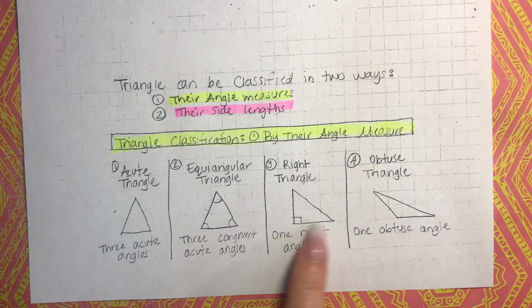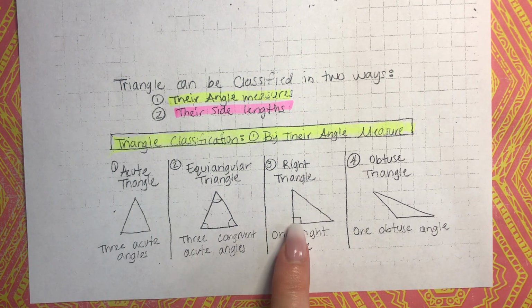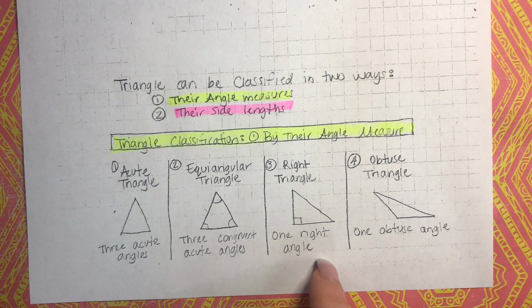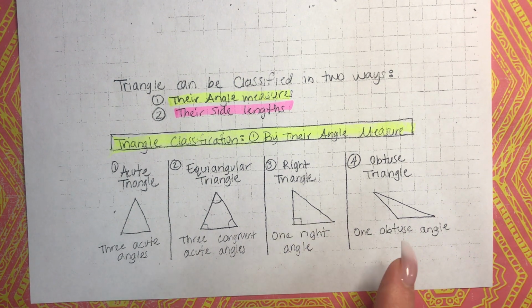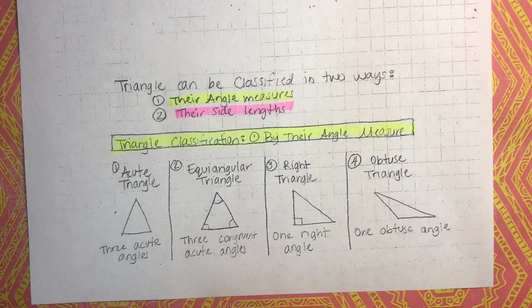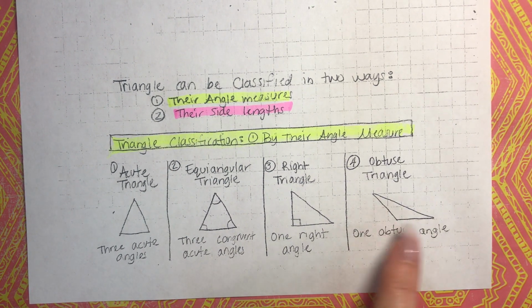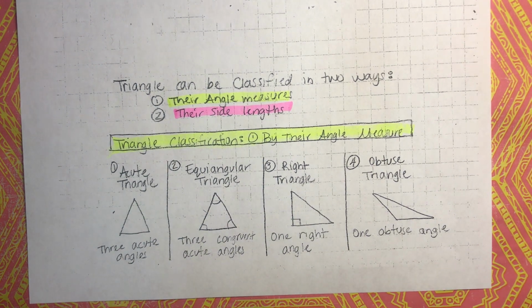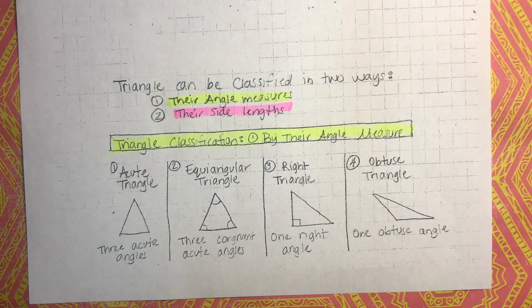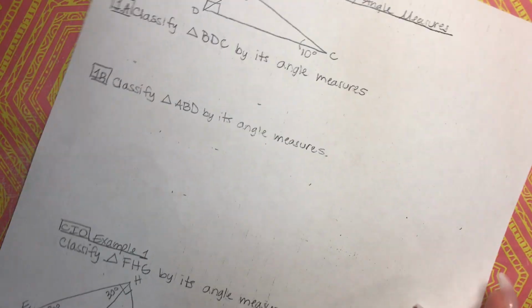If you have a triangle that has 1 right angle, and that little mark right there means 90 degrees, which is a right angle, then you're dealing with a right triangle. And lastly, if you have one angle that is obtuse, then this would be considered an obtuse triangle. Perfect. Okay, let's go ahead and look at some examples.